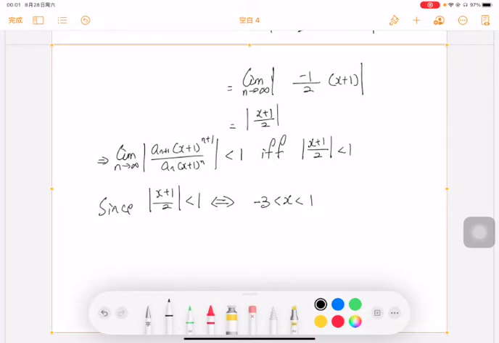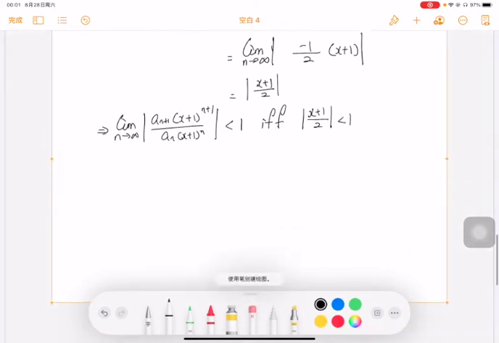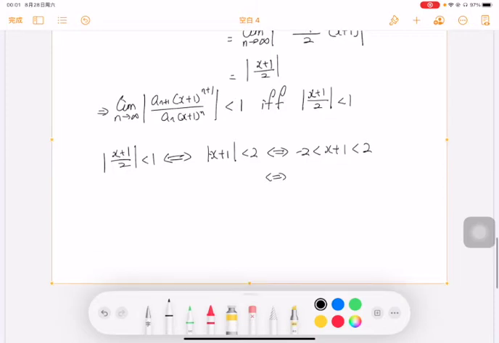Maybe I should write out the calculation here. x plus 1 over 2 smaller than 1 is the same as the absolute value of x plus 1 smaller than 2, which is the same as minus 2 smaller than x plus 1 smaller than positive 2, and subtracting 1 from every one of these, you get minus 3 smaller than x smaller than 1.